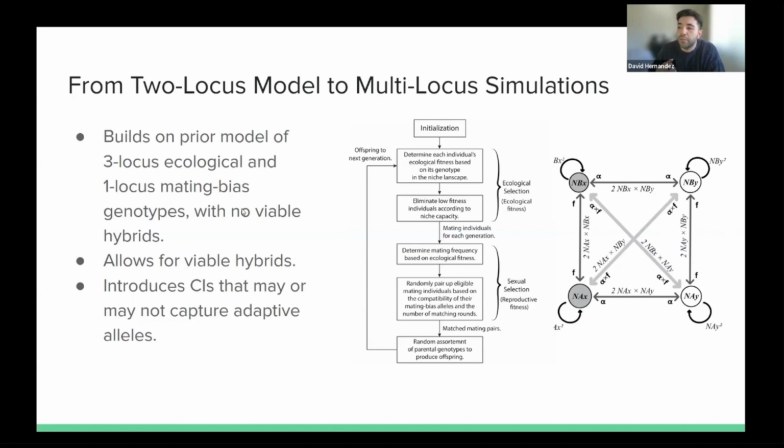So we allow for multiple ecological loci and multiple mating bias loci. We also introduced viable hybrids into our model, and chromosomal inversions can capture any combination of ecological or mating bias alleles. We have a picture of the general algorithm that was developed by Dr. Lin and Curtis. And then on the right, we have our mathematical model that was developed by Curtis.